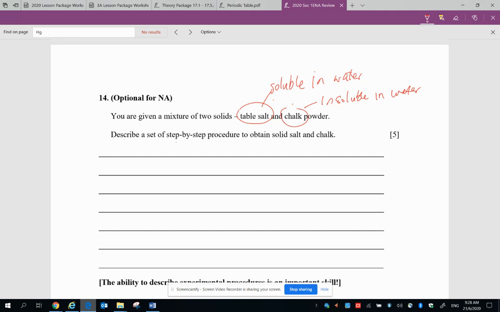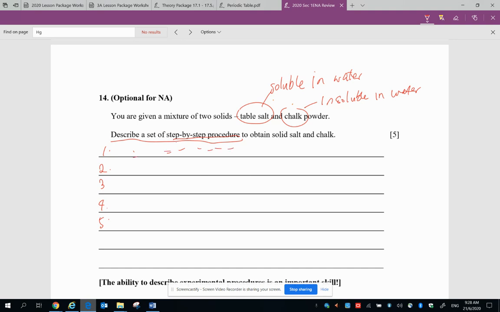But now we have to write it out step by step. Remember, if you're asked to describe a step-by-step procedure, you have to write the steps as step 1, step 2, step 3, step 4, step 5. Don't write it as one paragraph. It's just like how you give instructions to people who are going to carry out your experiment. So you tell them exactly what to do in your steps.